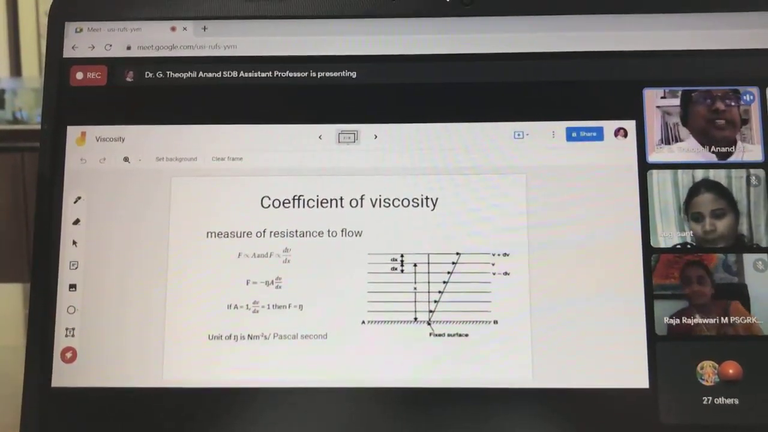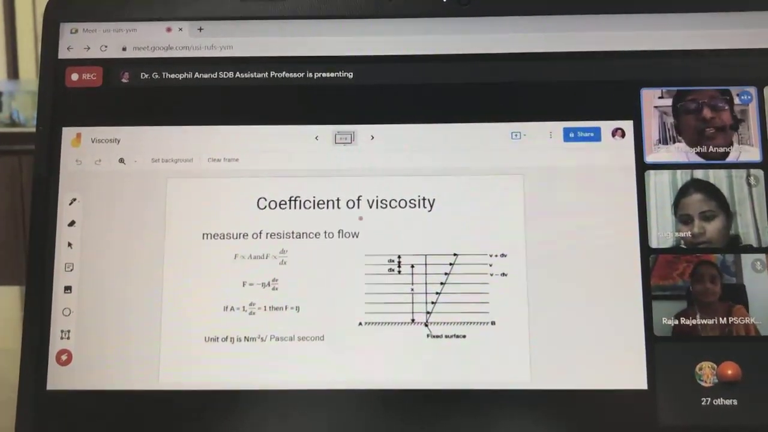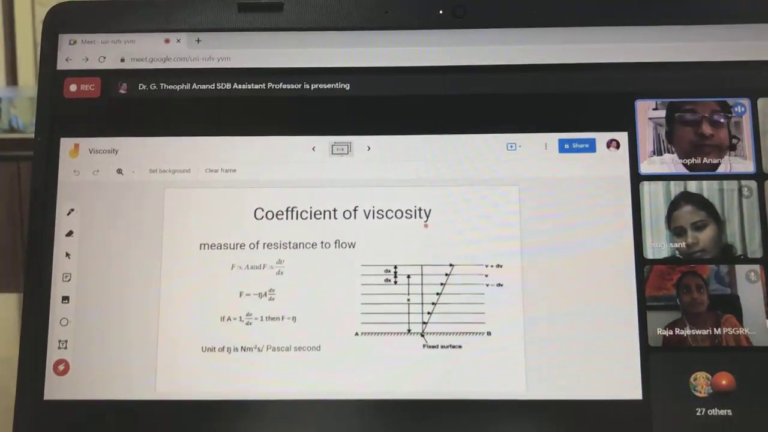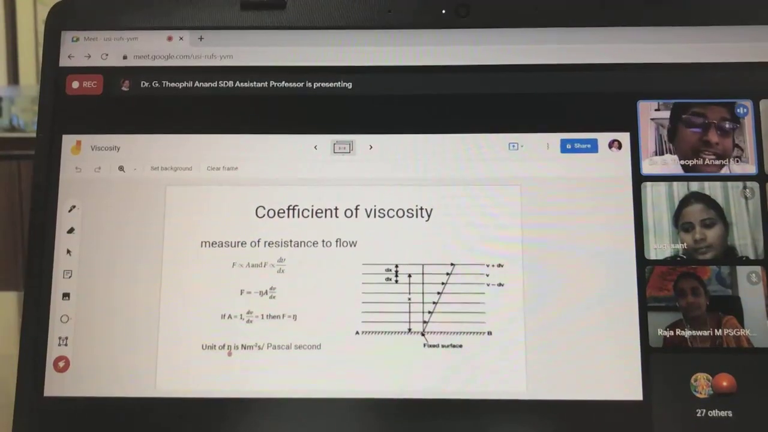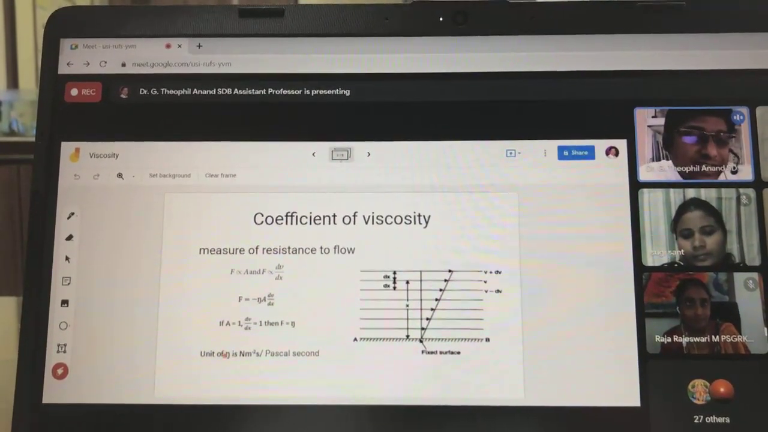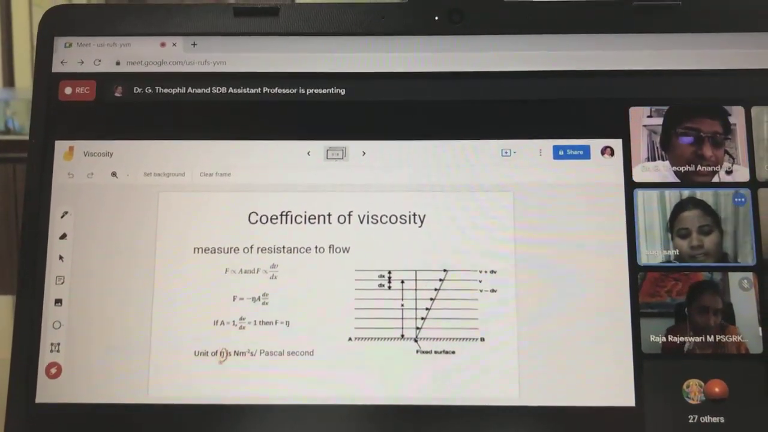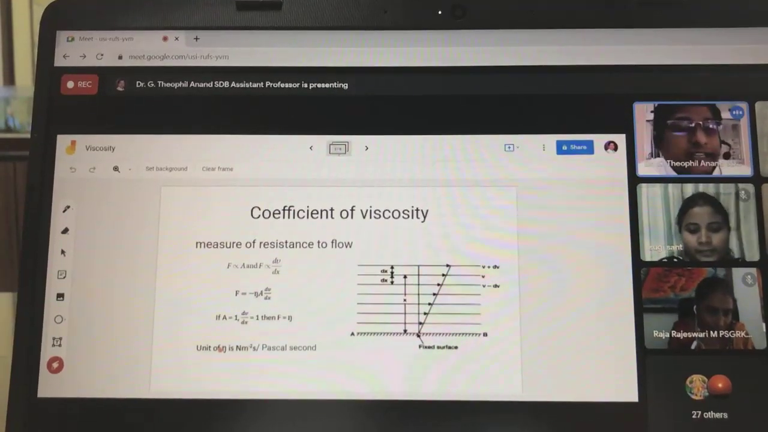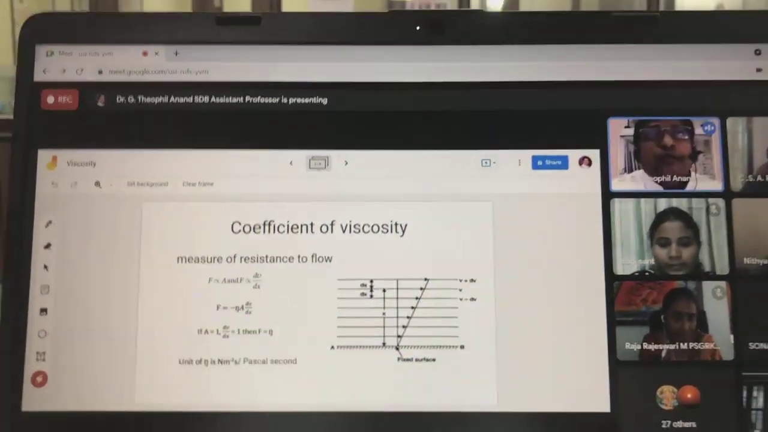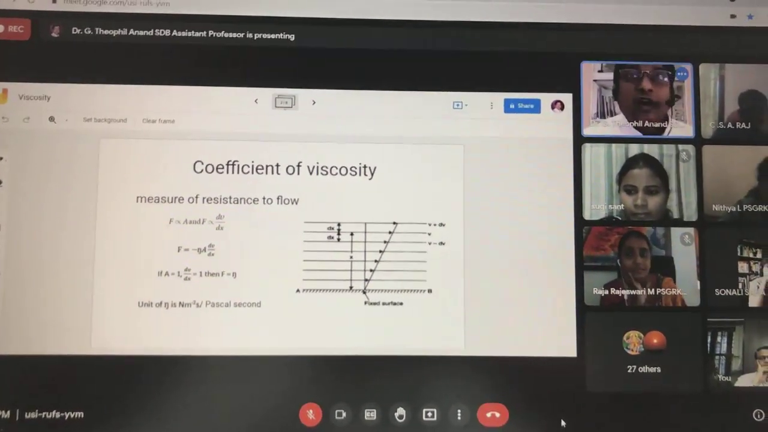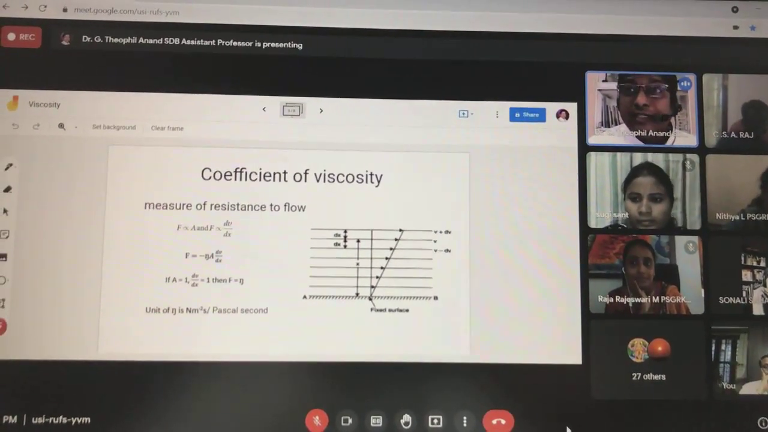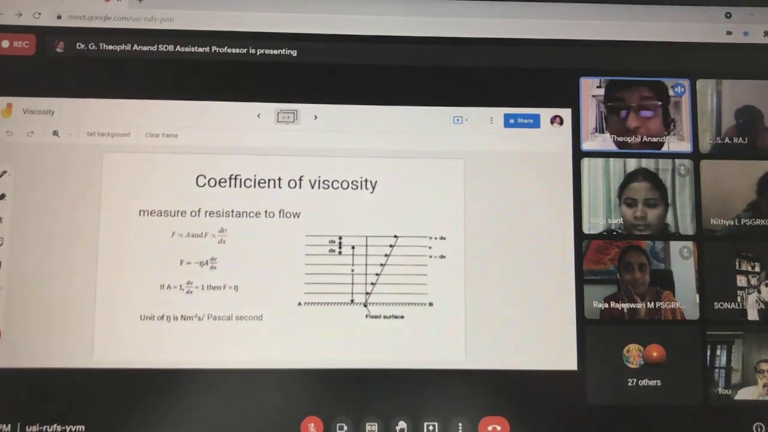Okay, my dear students, let me go a little deeper. This coefficient of viscosity is expressed by the letter eta. Could you see me here? Eta. It is a Greek letter eta. So how do we calculate this eta, or coefficient of viscosity, or in other words, the measurement of resistance to flow of a moving liquid?